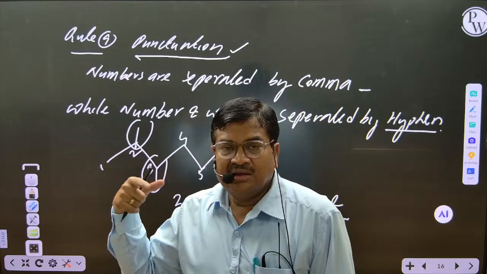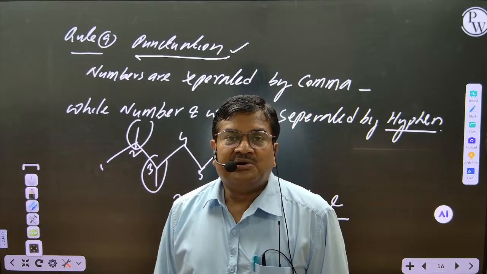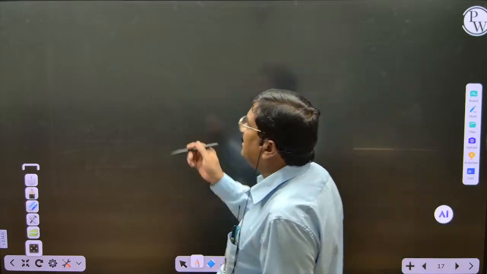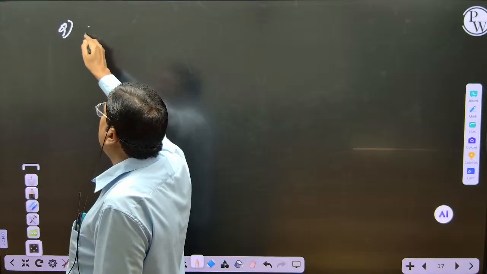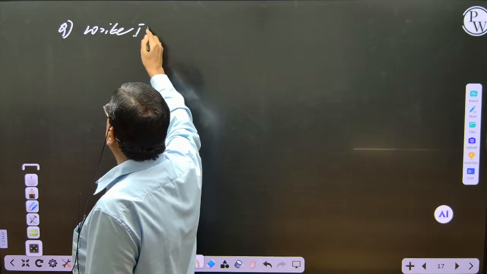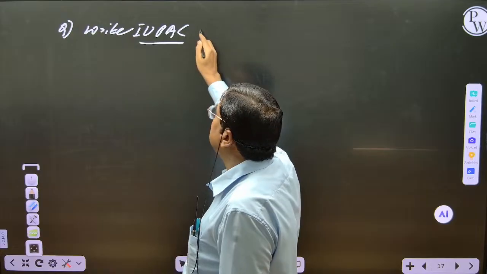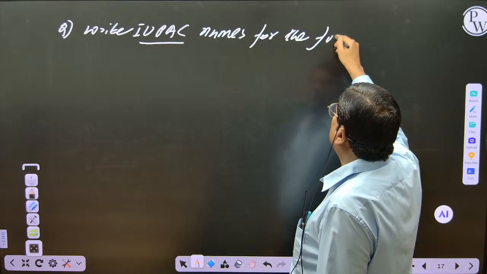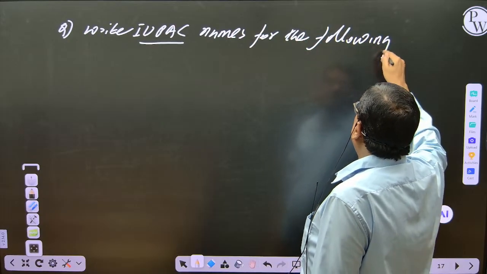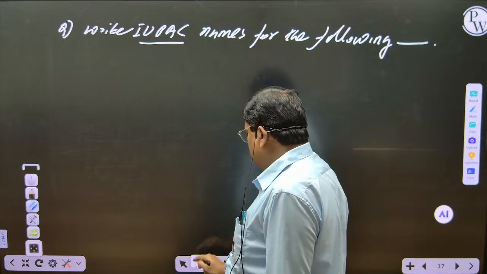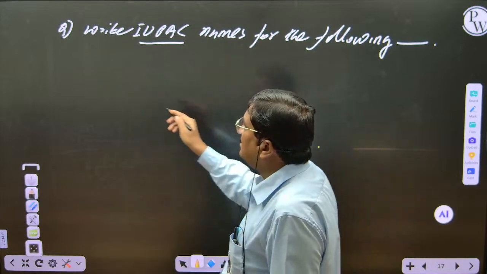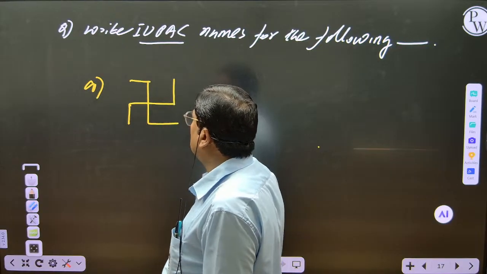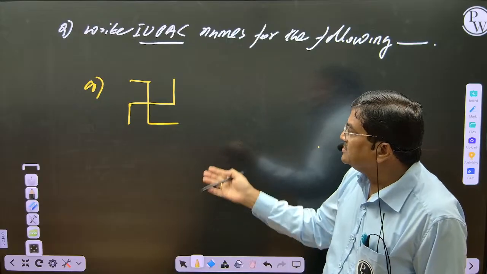Now write the heading: Writing IUPAC names for the compounds. Write the question. I give you a few compounds, you have to write names for them. Write the question: write IUPAC names for the following. Students, all of you, see, I give you a few compounds, you have to think over and do that. Write A. This compound you do. Now for this give the IUPAC naming.